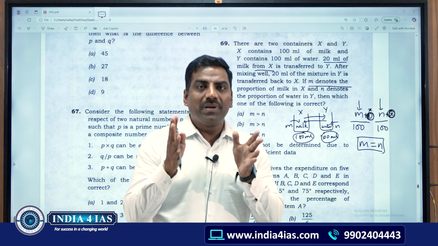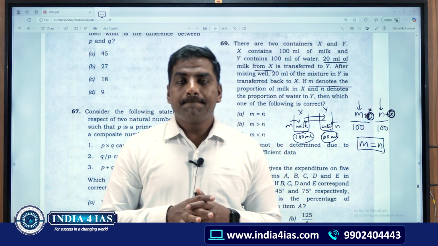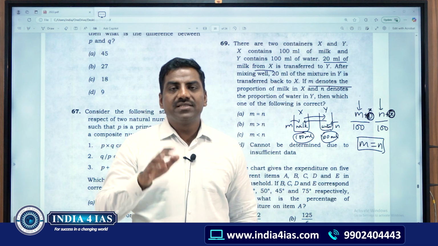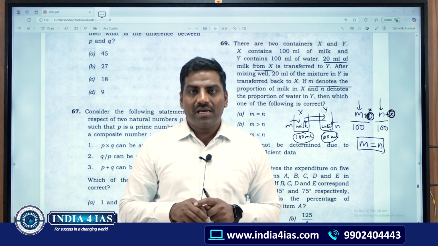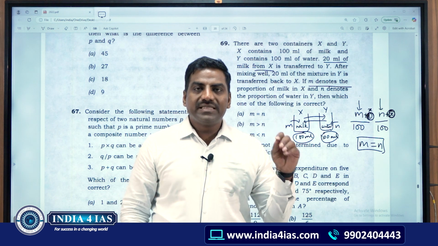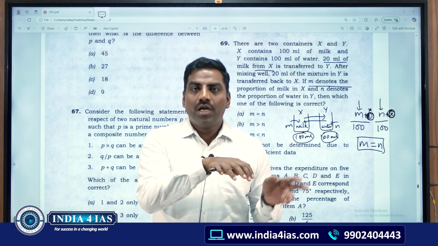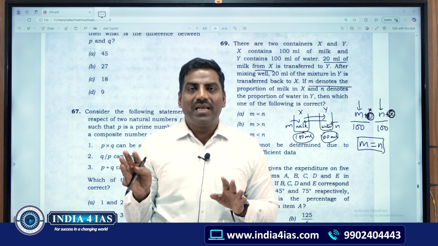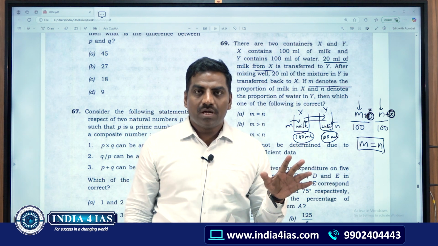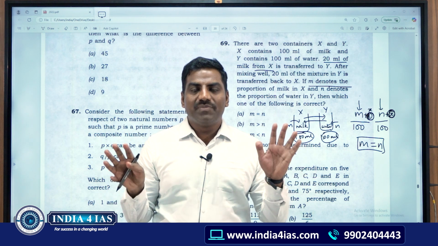But to put it very simply, water is contaminated, even the milk is contaminated. Both are 100 ml. Some milk is lost and some water is lost. The lost milk has come here, lost water has come here. There is some milk remaining, there is some water remaining. How much milk is remaining? The same amount of water is remaining here.